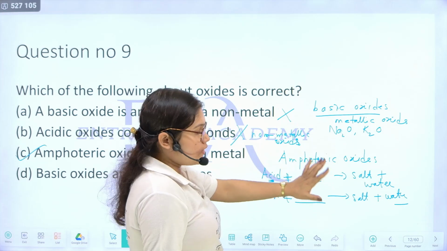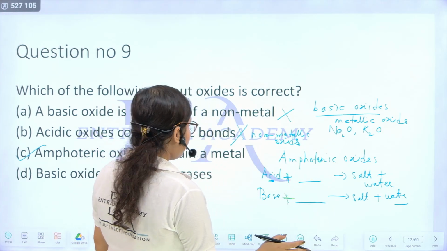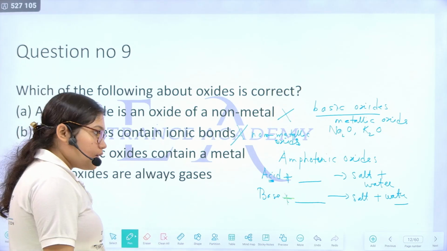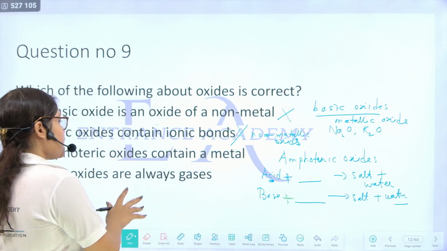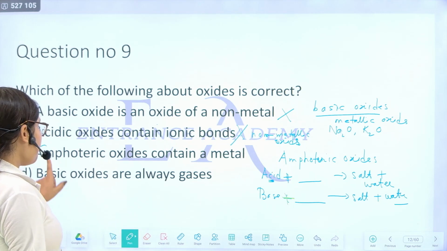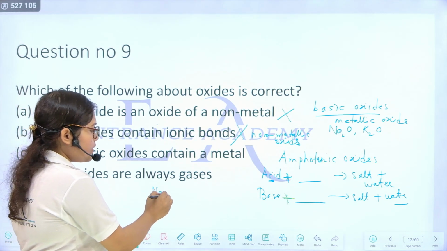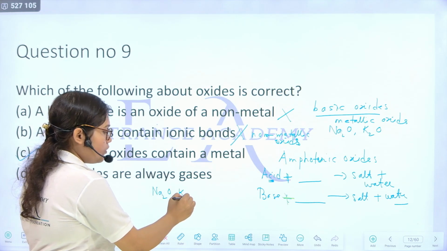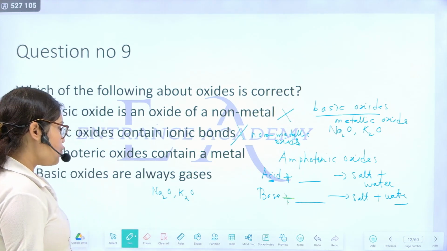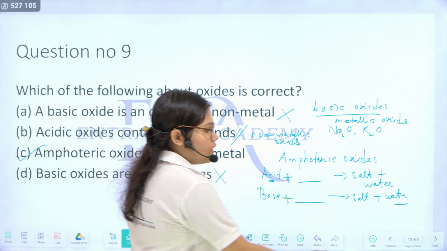So those are not basic oxides, not acidic oxides. Those are amphoteric in nature, like aluminium oxide and zinc oxide. Aluminium and zinc are metals, so amphoteric oxides contain a metal. This statement is true, the correct one. Basic oxides are always gases? Not like that. Basic oxides Na2O, K2O are not always gases. So this is also incorrect. Next question.